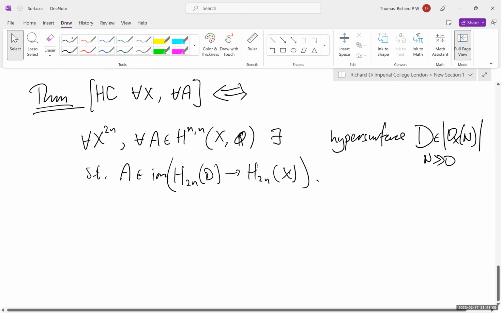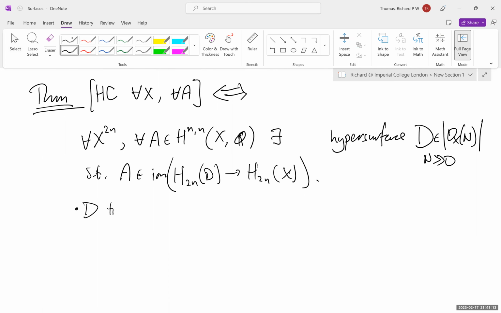Just a few points to explain what the theorem says. Firstly, D will typically be singular, so it's important to use homology. You don't have Poincaré duality for D, so I'm not going to use the cohomology of D. I use the homology.